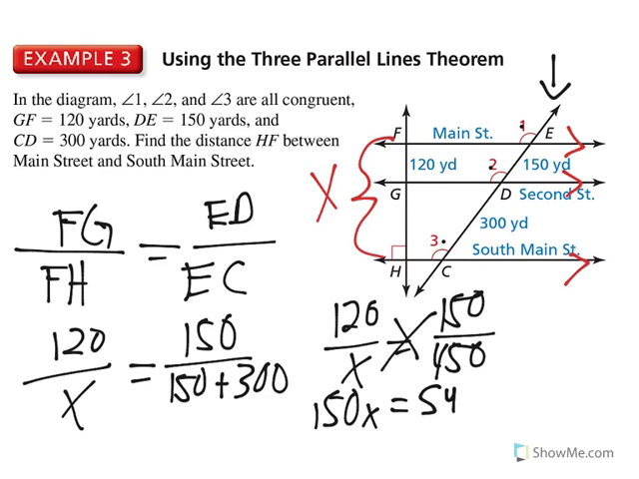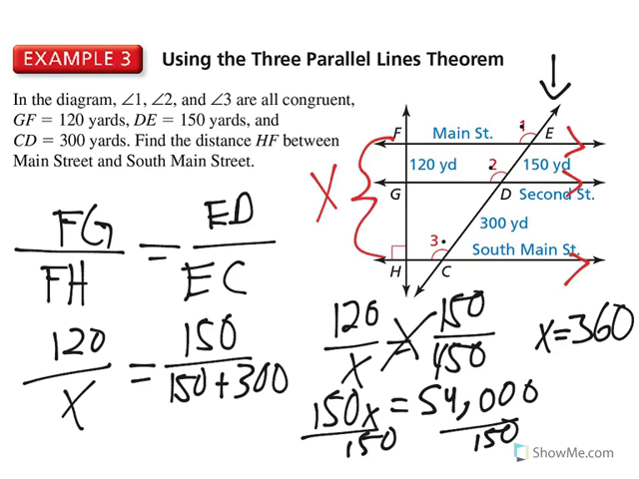equal to 54,000. Sorry. I divide by my 150 on both sides. Okay, don't be nervous when you get really big numbers because you're multiplying really big numbers there. But then when you divide, it's going to give you a much smaller number. So when I divide by 150, I get that X is 360. And so that would mean that HF, the section I was looking for, is 360 yards. Yards was our label there.